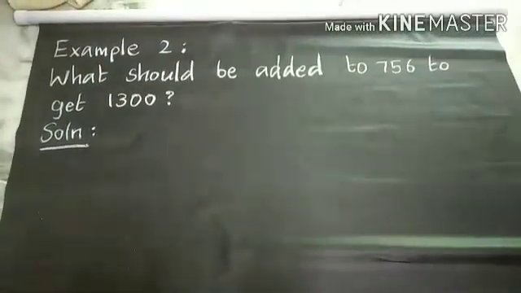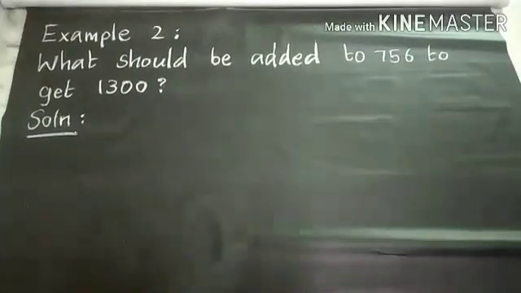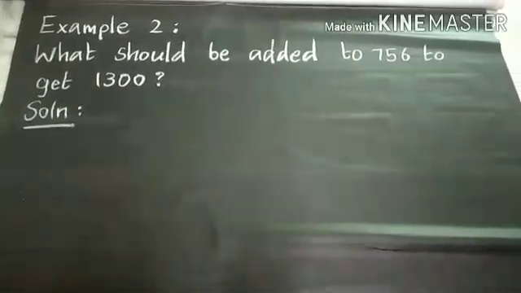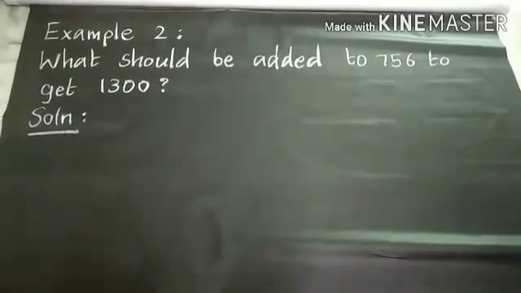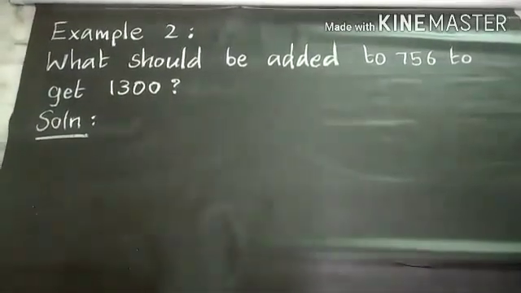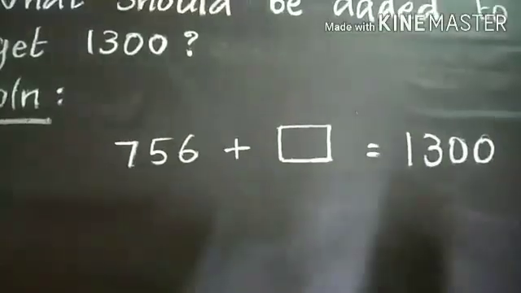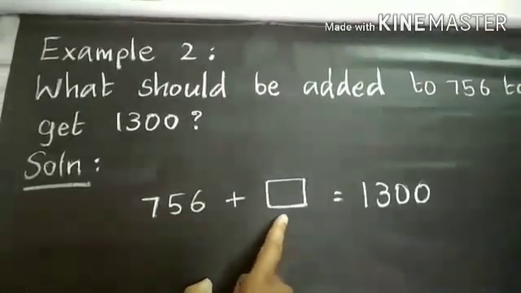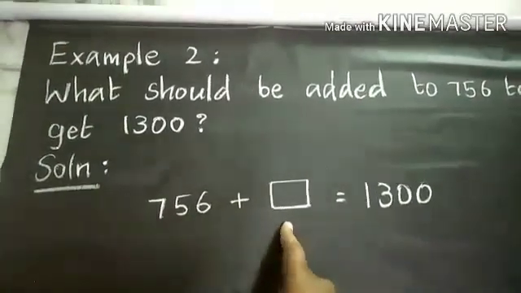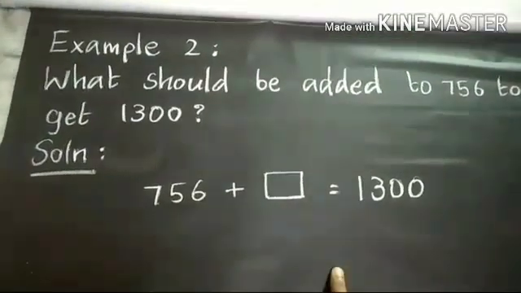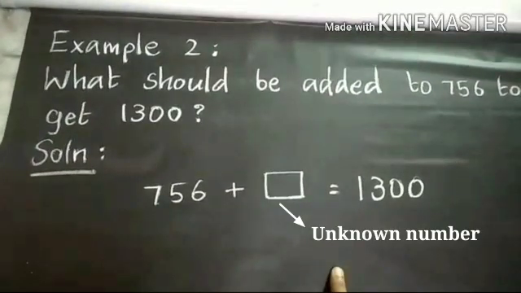Example 2. What should be added to 756 to get 1300? I repeat, what should be added to 756 to get 1300? That means add 756 to unknown number, we get 1300. Okay. Students, we consider the empty box as unknown number.